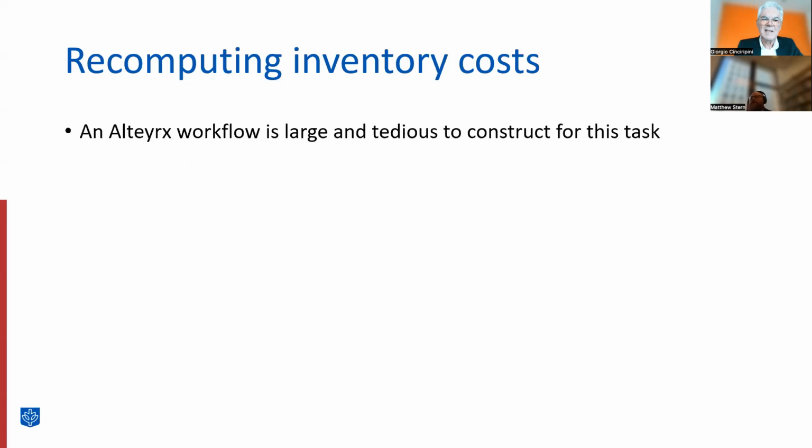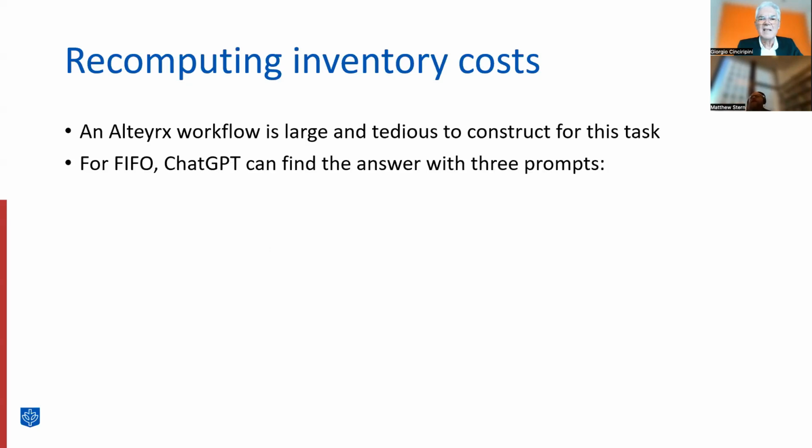So Alteryx workflow, it turns out to be similar to the trial balance roll forward and tie out. It's quite large, and it's somewhat irritatingly tedious to construct, actually. It takes a lot of time to get it to work. Now, it turns out for FIFO, ChatGPT can answer this question in 3 prompts. Okay, I say, describe what FIFO is, right? Remember, it's important that you get that knowledge into the chat. So once ChatGPT describes FIFO, it knows what FIFO is, and all subsequent queries will account for the knowledge that's been retrieved.